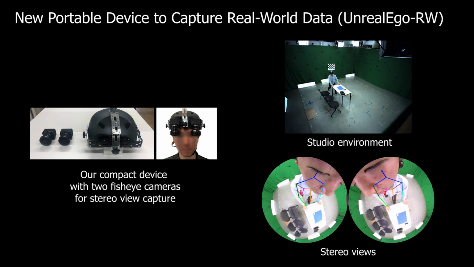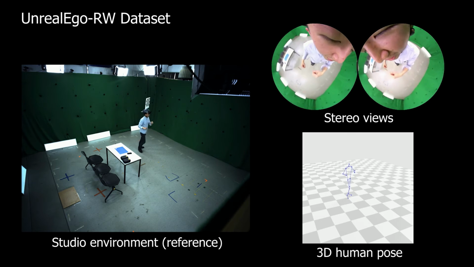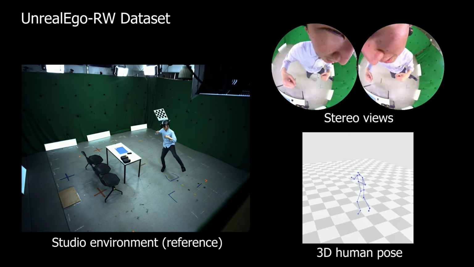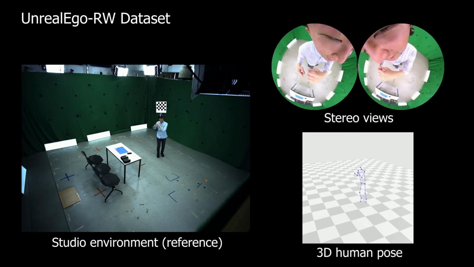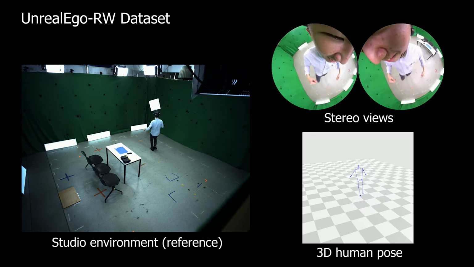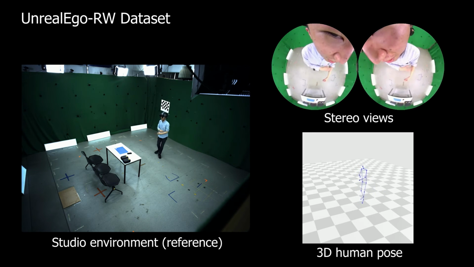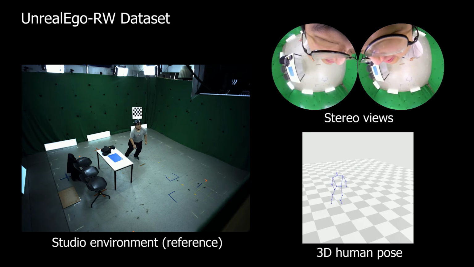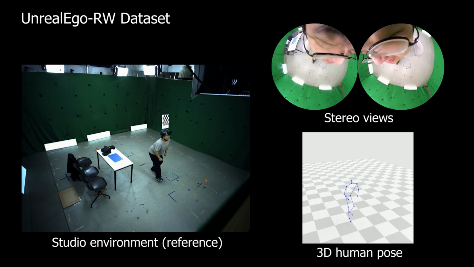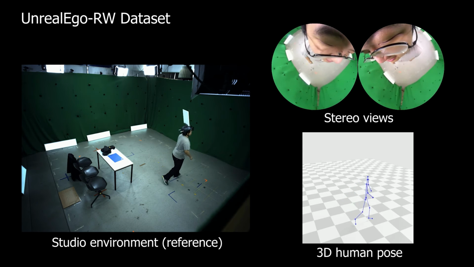The second benchmark dataset is UnrealEgo-RW, a new real-world dataset with various human motions recorded in a multi-view 3D human motion capture studio. The captured subjects are wearing the newly developed portable device emulating the eyeglasses-based setup. Here, we show example scenes from UnrealEgo-RW with the captured egocentric stereo views and the ground truth 3D poses. UnrealEgo-RW contains motions ranging from simple to highly challenging ones, such as kicking, crawling, and dancing, to name a few. In total, we captured 260,000 egocentric views with ground truth 3D poses.